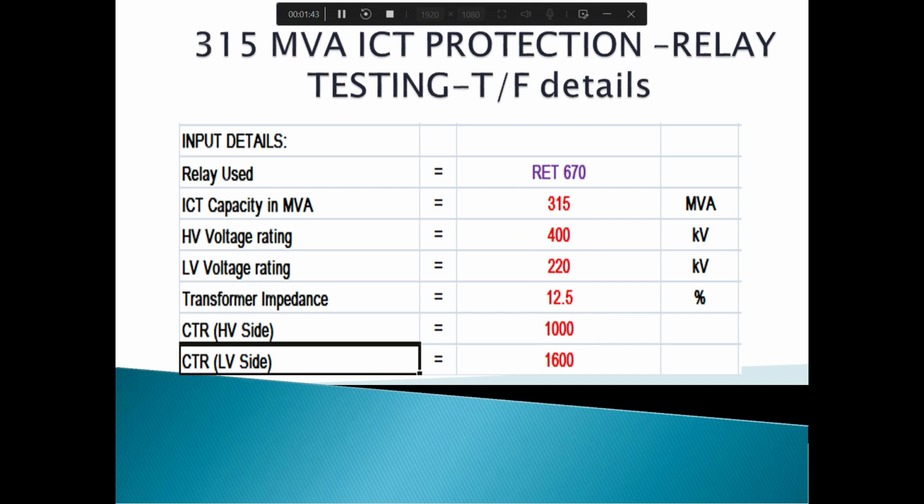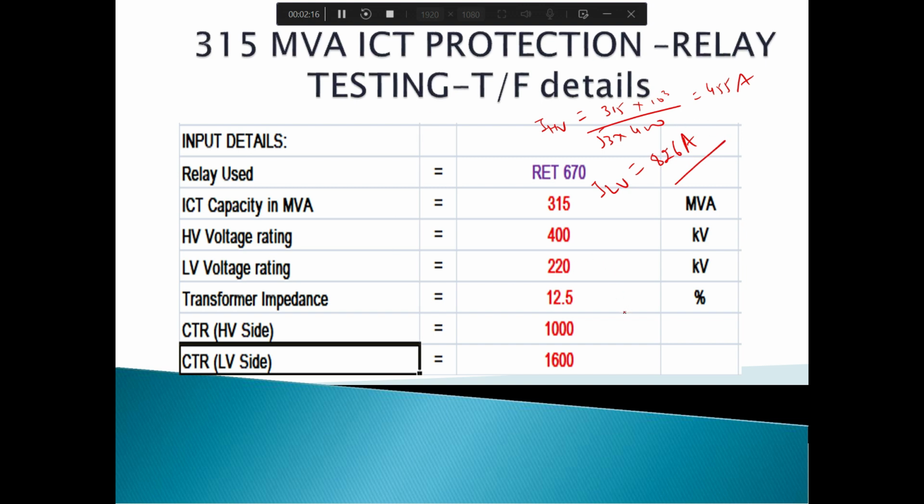Now, as you know, the current of the HV side can be calculated by simply using this MVA divided by root 3 into the voltage of this side winding, that is 400. Since this is in MVA, this will be 10 to the power 6, and this is kV, that is 10 to the power 3, and this, if you calculate, will come out approximately 455 ampere. Similarly, for I of the LV side, you can calculate by the same method, and it will come approximately 826 ampere.